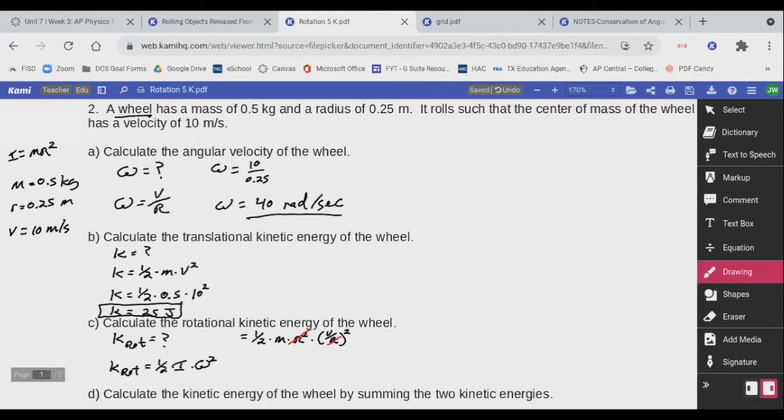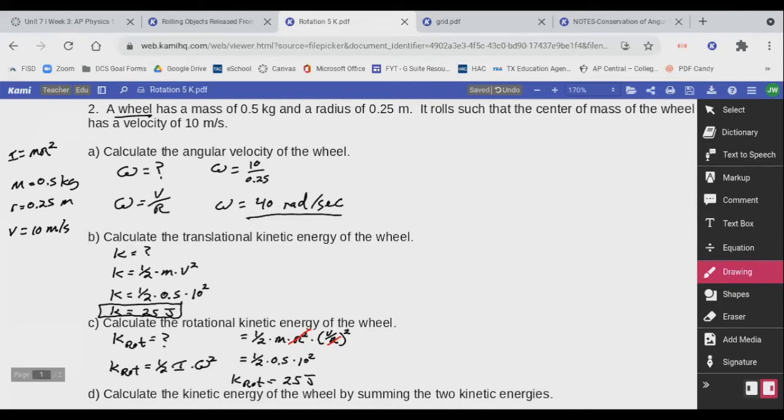Now that we have that, we can simplify this and say it's going to be 1/2 times the mass, 0.5, times velocity squared, which is 10 squared. Looks just like the previous question, actually. So K rod is also equal to 25 joules. Now, if this wasn't a wheel, we would have had a different moment of inertia and a different value here.